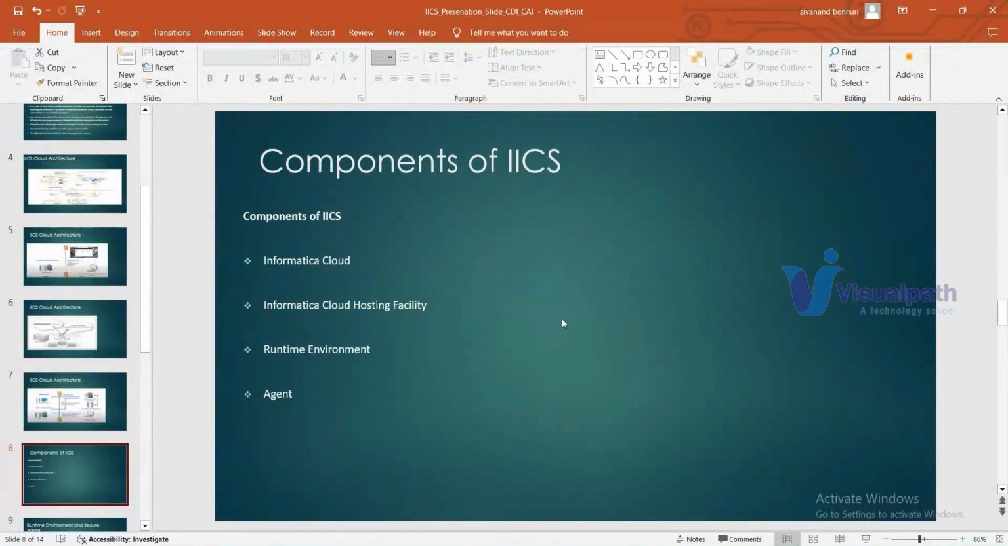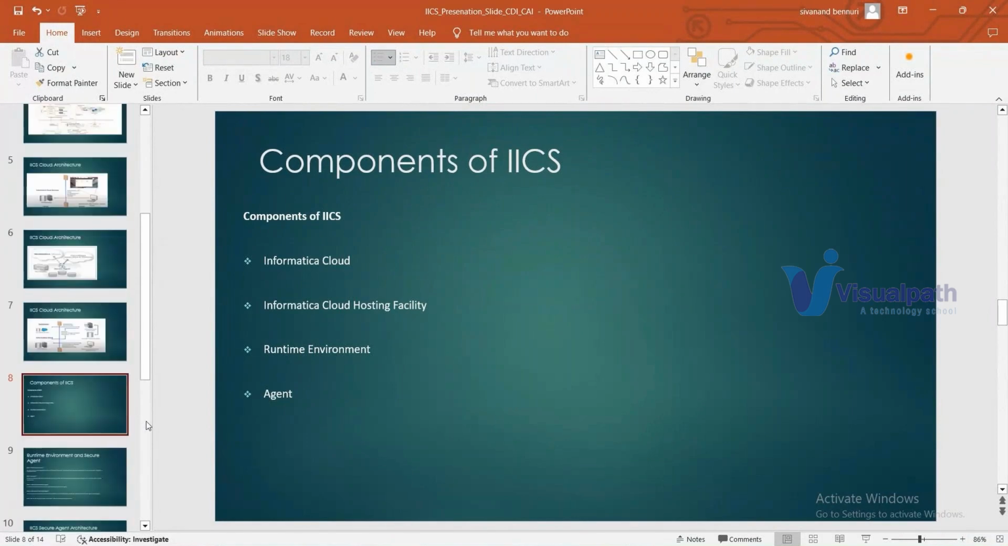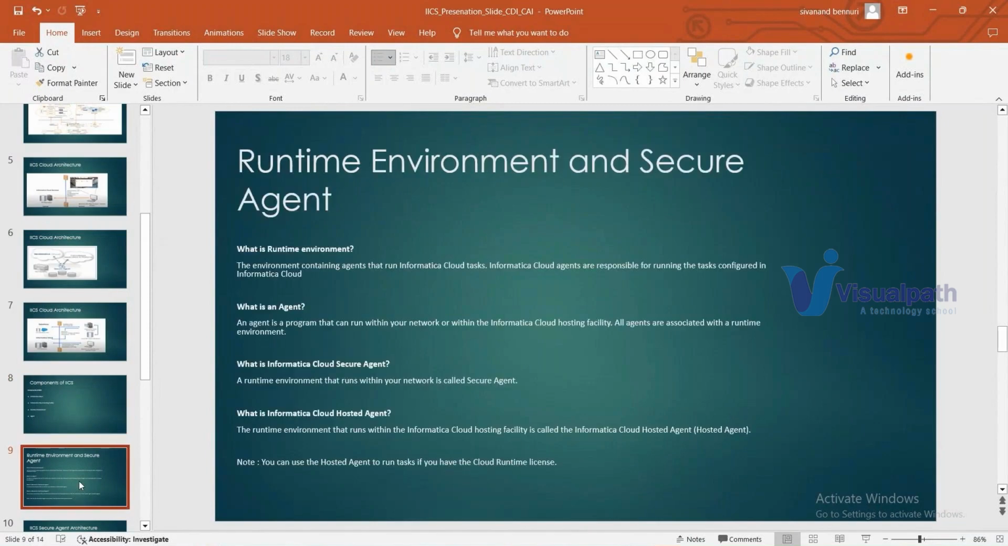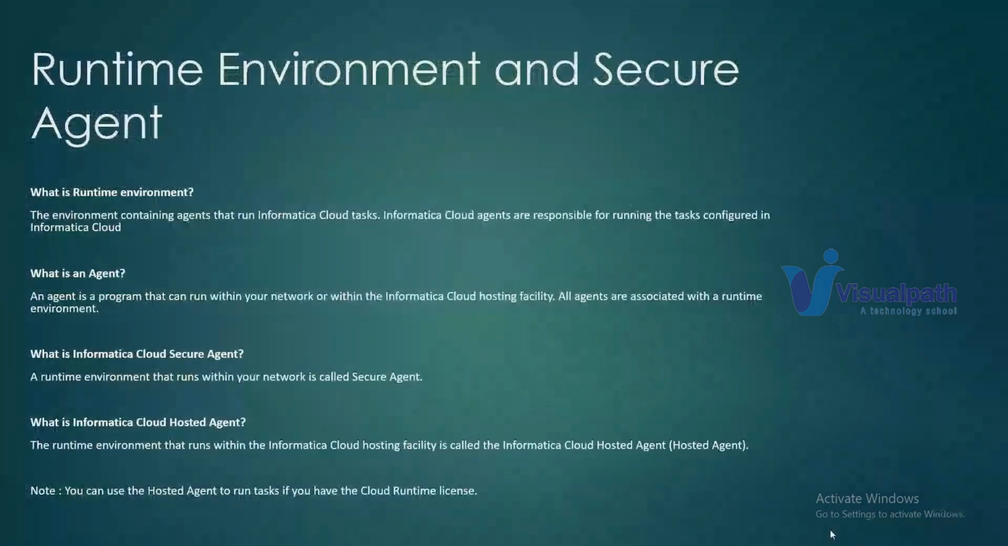Okay, so moving on, we have the Informatica Cloud hosting facility, runtime environment, and agent. So what are these things? Informatica Cloud hosting facility is something which is hosted in the Informatica vendor location. It's not hosted at the client location. This is more about understanding what a runtime is, what an agent is, what the Informatica Cloud Secure Agent is, and what the Informatica Cloud Hosted Agent is. We need to have a license for the Informatica Cloud Hosted Agent. We have a local agent which you can download and configure.